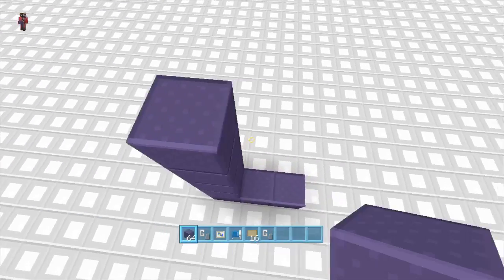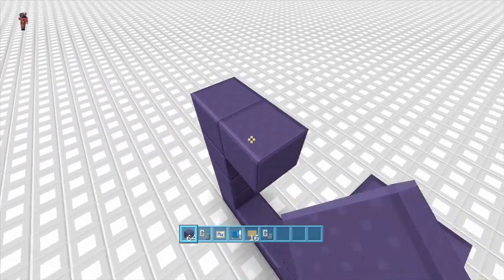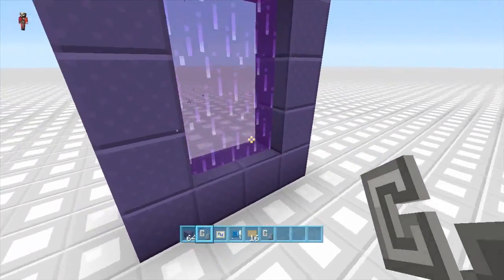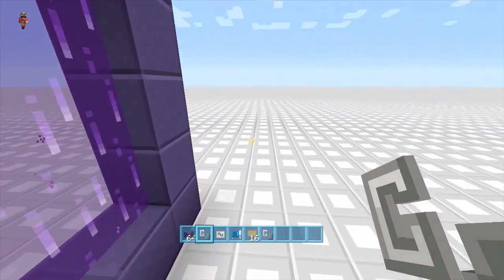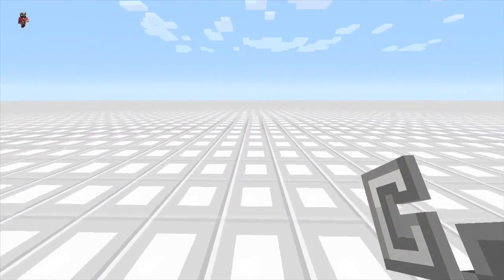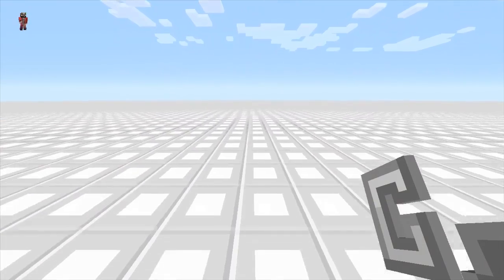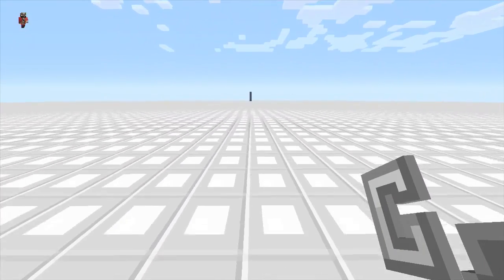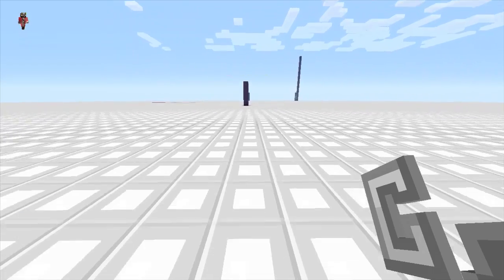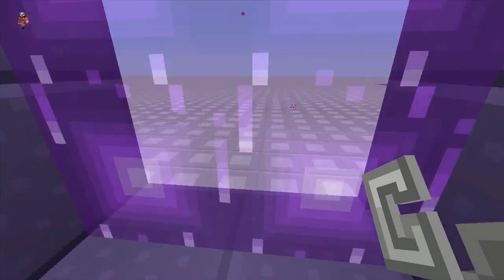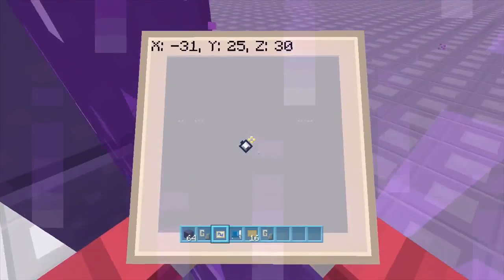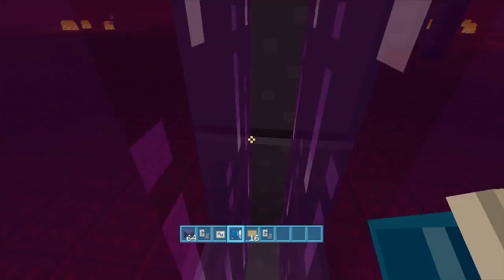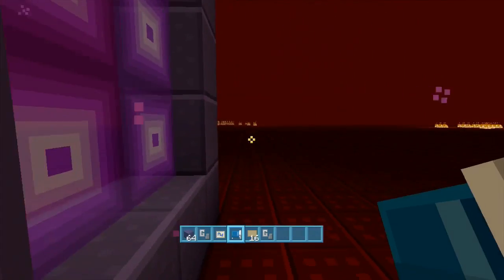We're going to just pop one in real quick. All right, don't go through it. Do not go through it. Just have it lit. Now you're going to have to make the track. You're going to pop in your portal. Okay, so now we're going to go in that direction.